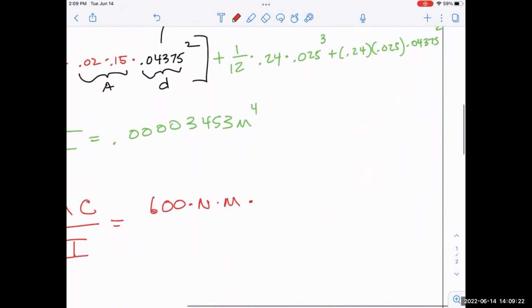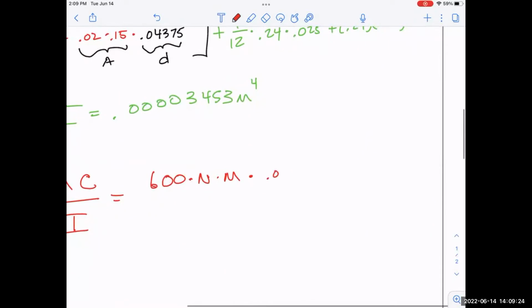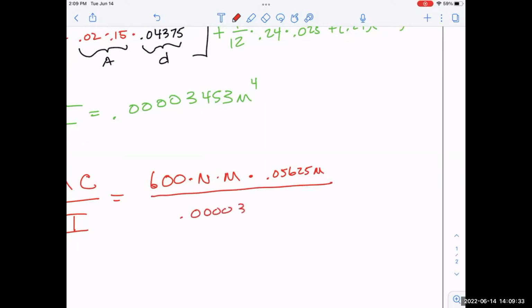So I'm wondering if we're glad about that. 0.05625 meters. So we got newtons and meters. And down on the bottom, we have this 0.0003453 meters to the fourth. Are we glad we did that in meters? We are, because the 2 meters on the top cancel with the 2 on the bottom, and now we have newtons per square meter. That's how we measured stress. Newtons per square meter is pascals. So this is the way it would be in the back of the book.